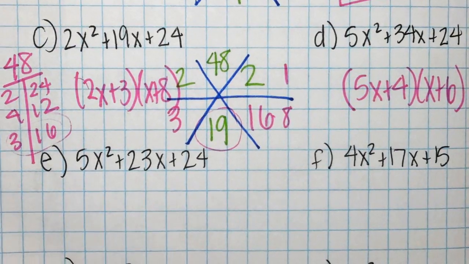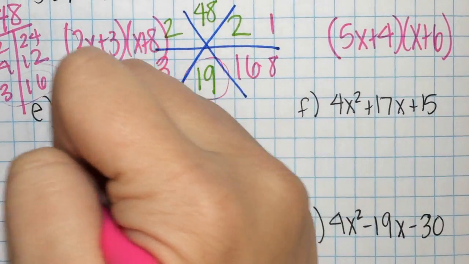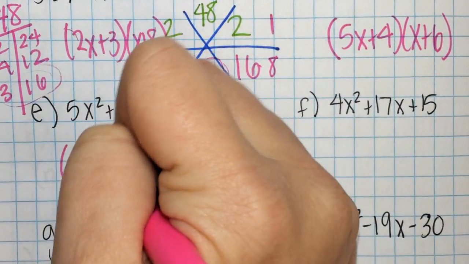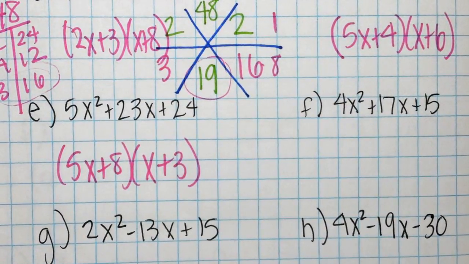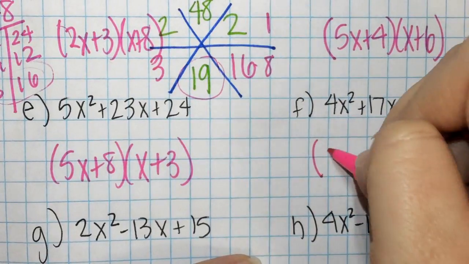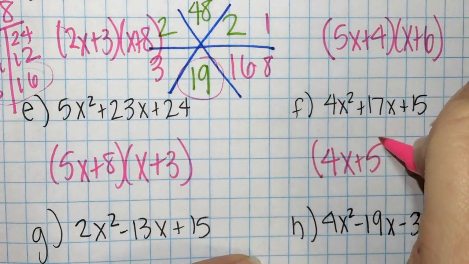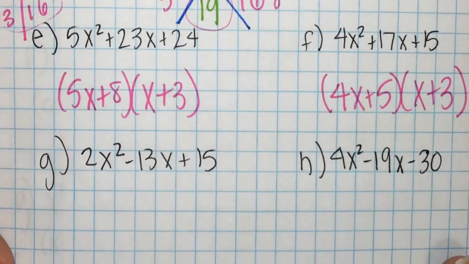All right, and then E, 5x plus 8 and x plus 3. Look at you go. All right, number F. 4x plus 5 and x plus 3. Yes, awesome. Great job. And number G.